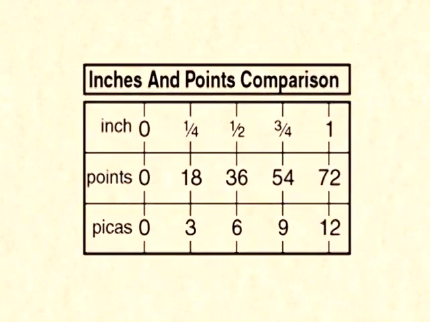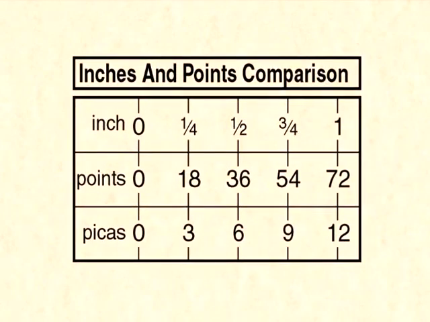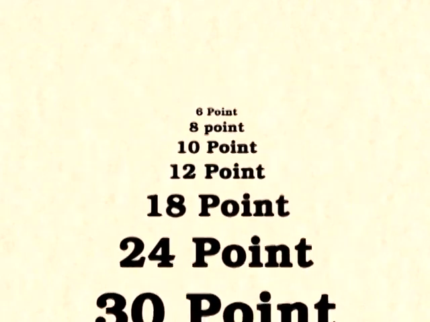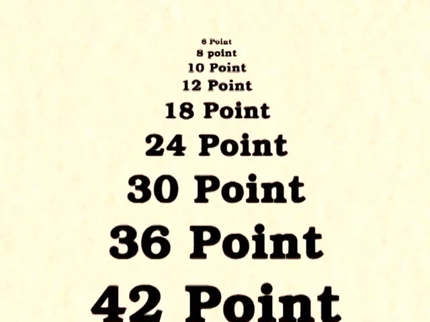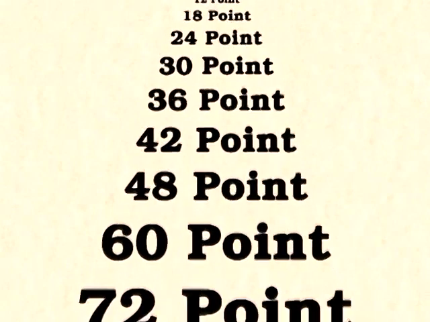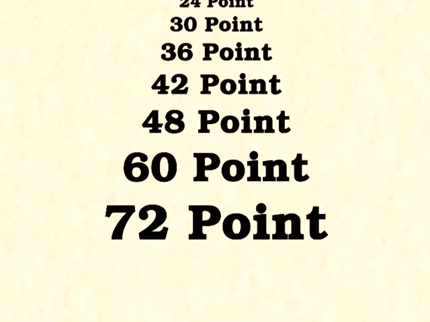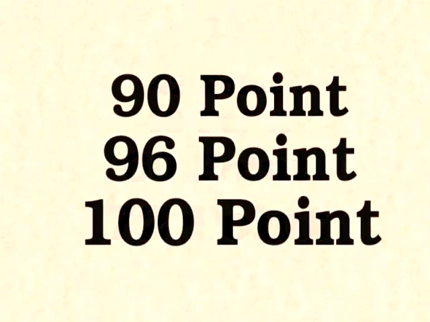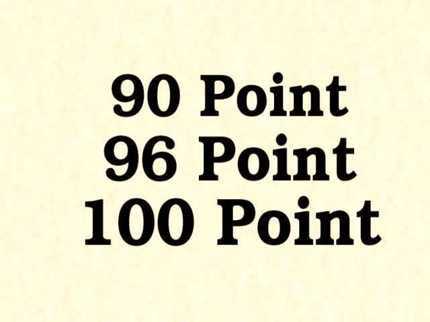The relationship of points to inches is shown in this graph. 72-point type is equal to approximately 1 inch, while 18-point type would equal approximately 1/4 inch. Each style of foundry type was manufactured in a variety of sizes, normally ranging from 6-point to 72-point, with some type available in larger sizes.